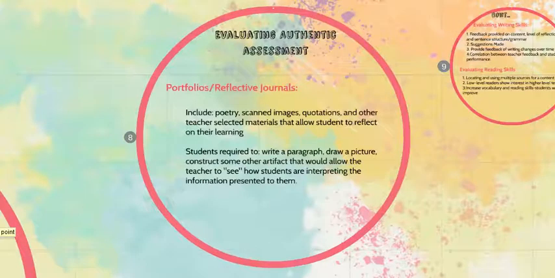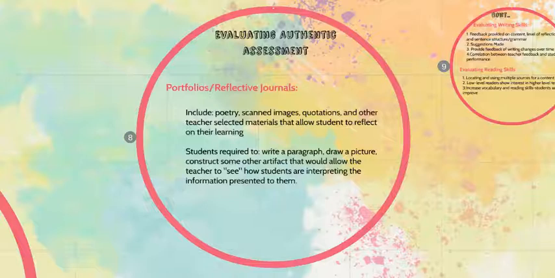So, evaluating authentic assessment. From the research I read, it's difficult to really put a quantitative number on it. But for examples, in terms of literacy, there are portfolios and reflective journals. A portfolio or a reflective journal would include something like poetry, scanned images, quotations, and other teacher-selected materials that allow students to really reflect on what they're learning in a certain content area.